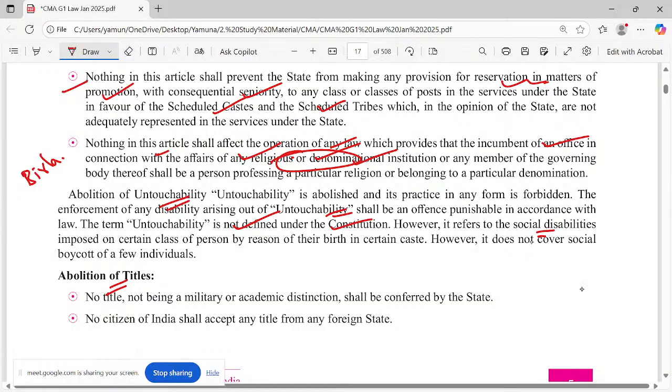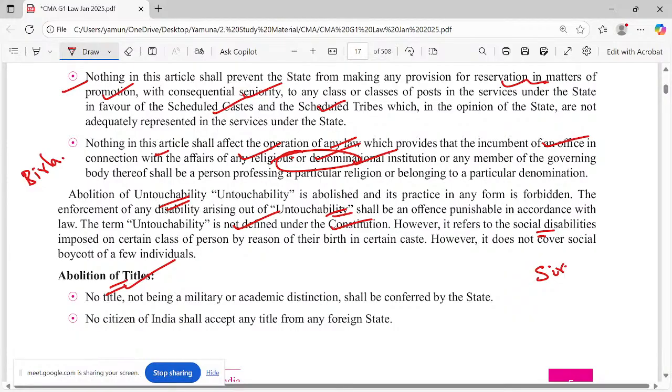Abolition of titles. Earlier, before independence, if you supported the foreign government, England, your name would be given a title along with it, like Sir or Captain. Those names were not to be used anymore. This title has to be abolished. What titles can you use? We have Padma Vibhushan, Padma Bhushan, Padma Shri. These can be used. These are given by the state as awards. In these awards, you can accept them.